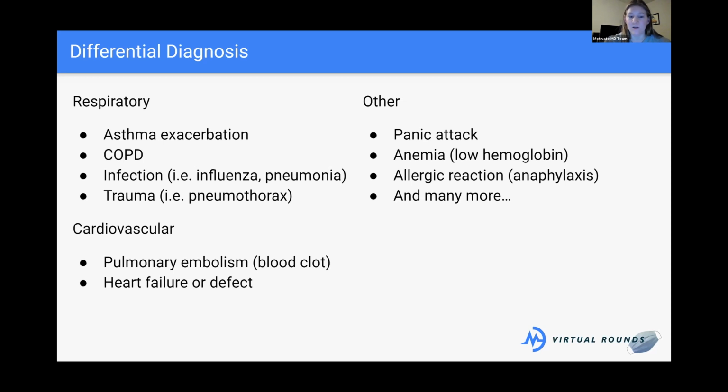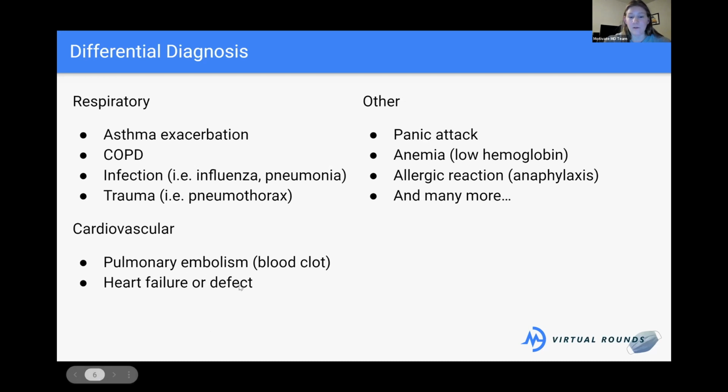So more of an acute presentation there. Cardiovascular, the one that I would especially think of in this type of patient with shortness of breath, a young female, would be a pulmonary embolism, or a blood clot in the lungs. Just statistically, women are more likely to get blood clots, and maybe she's on birth control pills or something that can also increase your risk for blood clots.